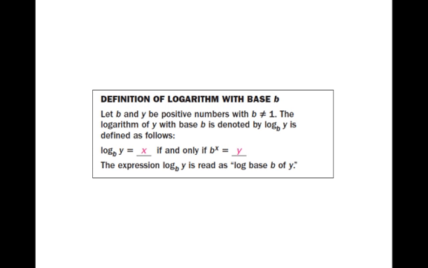So what is a logarithm? Let b and y be positive numbers with b not equal to 1. The logarithm of y with base b is denoted log base b of y. The little b is a subscript. Everything else is on the same level. And it is defined as follows. The base b logarithm of y, or the log base b of y, whichever way you want to say it, is equal to x if and only if b to the x equals y. So there's this relationship here between the logarithmic expression and the exponential expression of the same relationship.